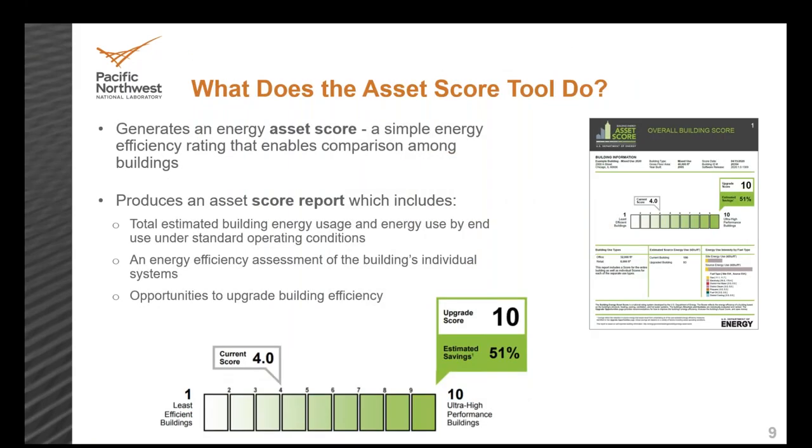So what does the tool do? Well, it does two things. It generates an energy asset score ranging from 1 to 10 that reflects the building's as-built physical characteristics and overall energy efficiency, independent of occupancy and operational choices. And it produces an asset score report, which includes the total estimated building energy usage and energy use by end use under standard operating conditions, an energy efficiency assessment of the building's individual systems, and a listing of suggested energy efficiency opportunities.